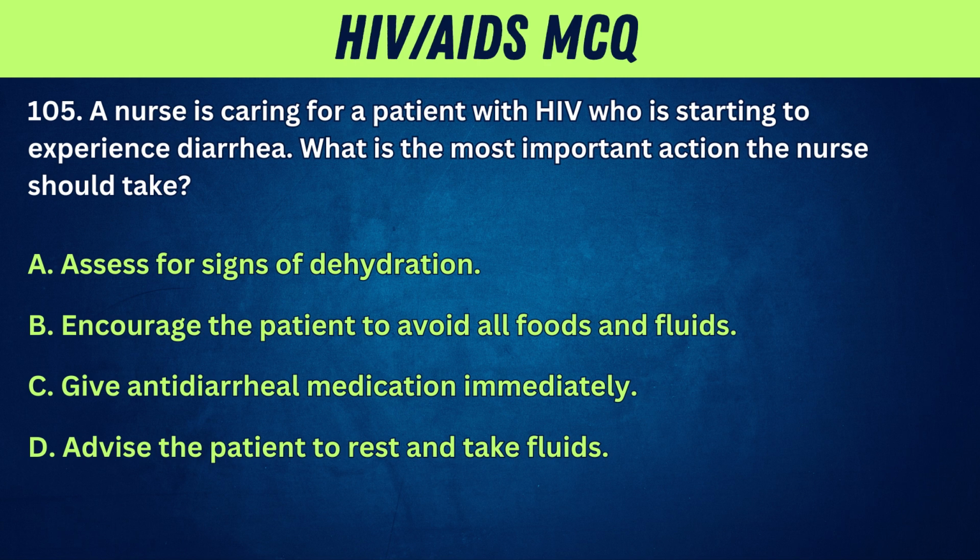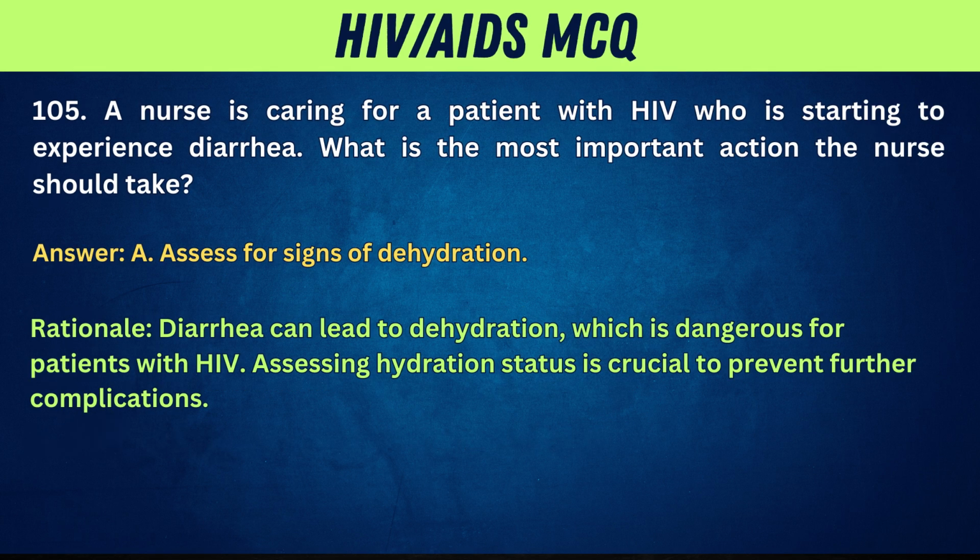105. A nurse is caring for a patient with HIV who is starting to experience diarrhea. What is the most important action the nurse should take? A. Assess for signs of dehydration. B. Encourage the patient to avoid all foods and fluids. C. Give antidiarrheal medication immediately. D. Advise the patient to rest and take fluids. Answer: A. Assess for signs of dehydration.